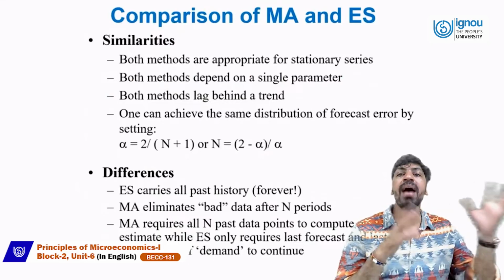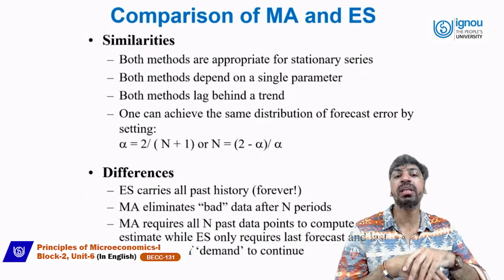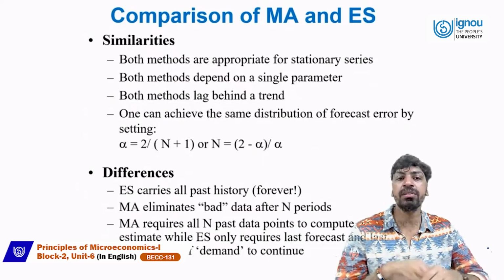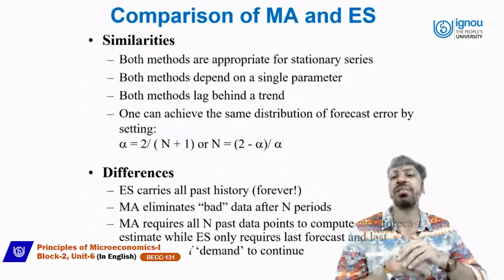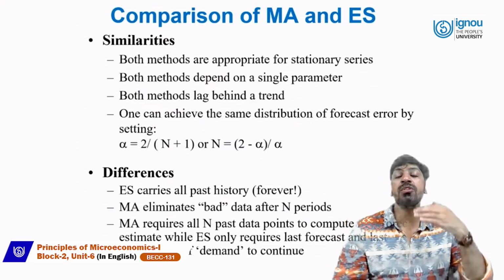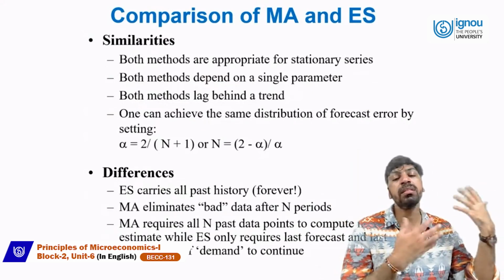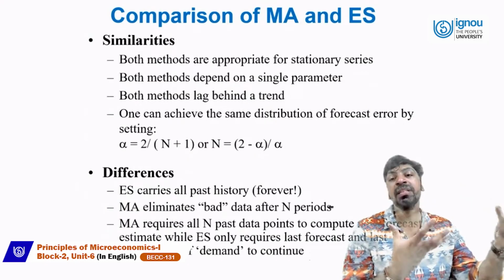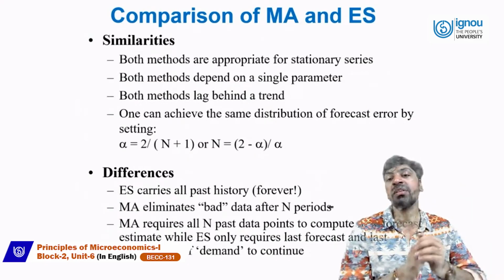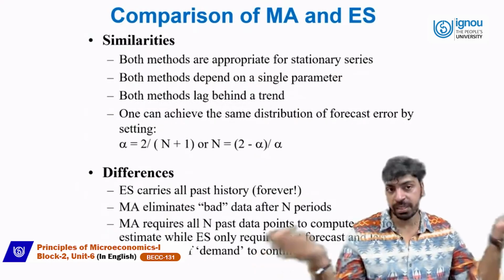Let's talk about the comparison of the moving average and the exponential smoothing method. So these are the similarities and these are the differences. Both methods are very appropriate when you talk about the stationary series, where plenty of months have been given. In moving average, the time period is followed. In the exponential smoothing, the time period is also followed. Both methods depend on a single parameter, that is the time period.